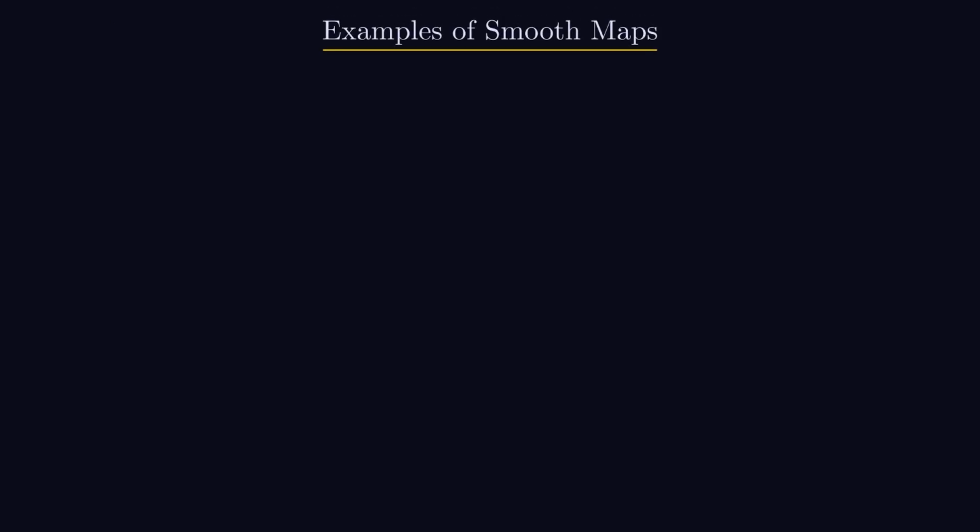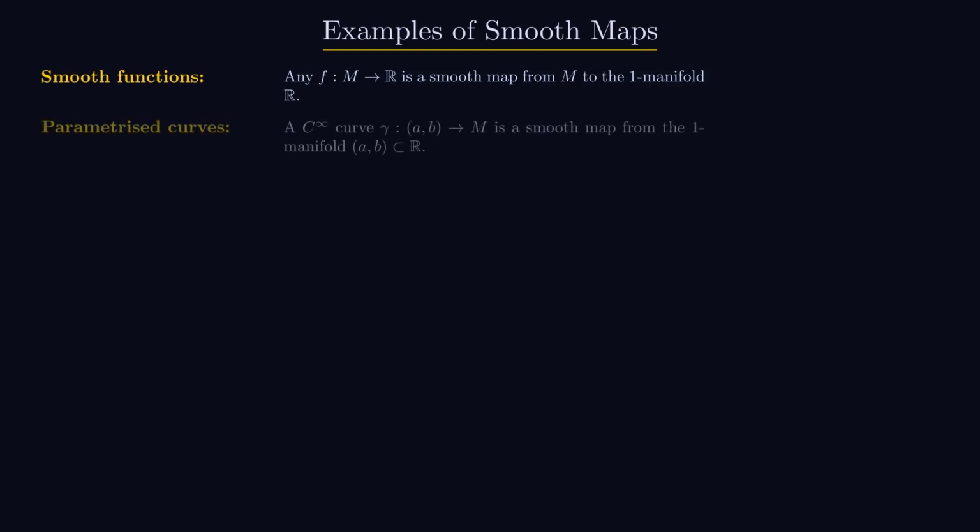With the definition established, here are the main examples. The most basic: any smooth function f from M to R is a smooth map from M to the one-dimensional manifold R. Going the other way, a C infinity parametrized curve gamma from the open interval (a, b) into M is a smooth map from the one-manifold (a, b). If S is a smooth submanifold sitting inside M, the inclusion map of S into M is automatically smooth. Submanifolds come with this for free.